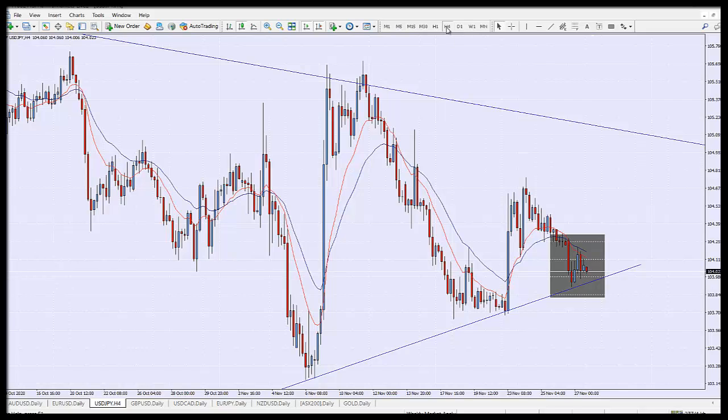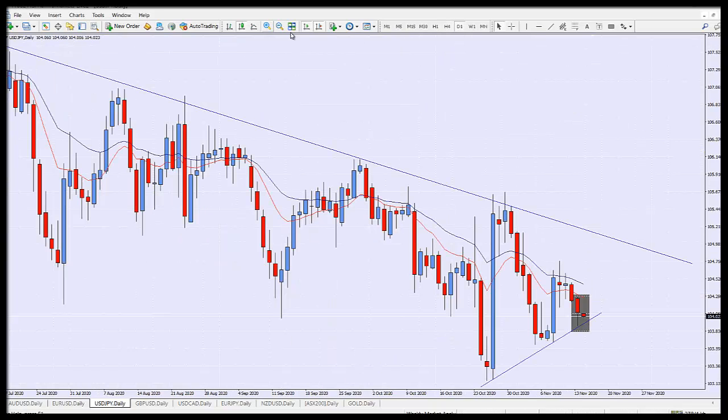Okay, on a 4-hour chart, I just wanted to see if I could pick up a trade right now. I cannot, it's not there. So we'll just leave it on the daily. Okay, so I'll zoom in again.